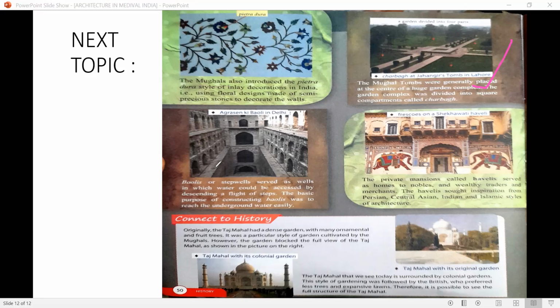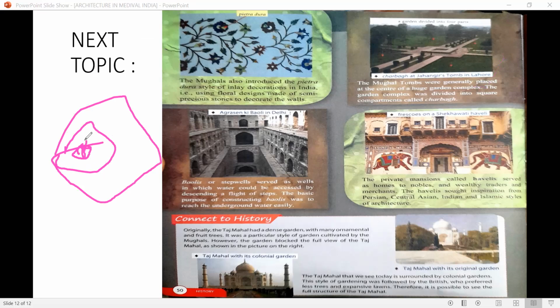Okay, and then we have baolis or step wells. In many areas you have seen step wells, which actually have square-type structures all over. And over here in the middle, oops, my squares have vanished. It's okay. So in all of these, in the middle we have water.